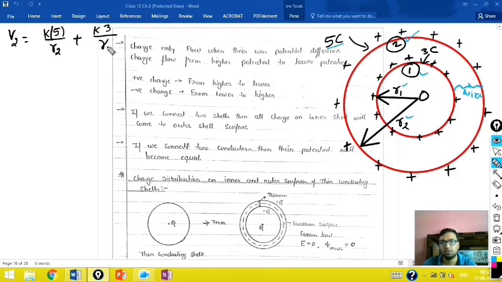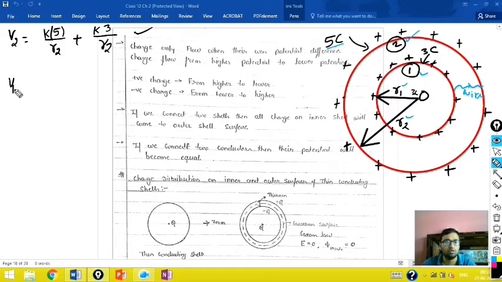Now which r should I take, r1 or r2? Now think, for this inner sphere, this 3 coulomb charge, this sphere 2 is in its outer region. So we will concentrate on the 3 coulomb charge placed at the center, and due to this 3 coulomb charge, for this outer sphere your radius will be r2 only, so we will write it as k3 upon r2. This is the potential of the outer sphere.